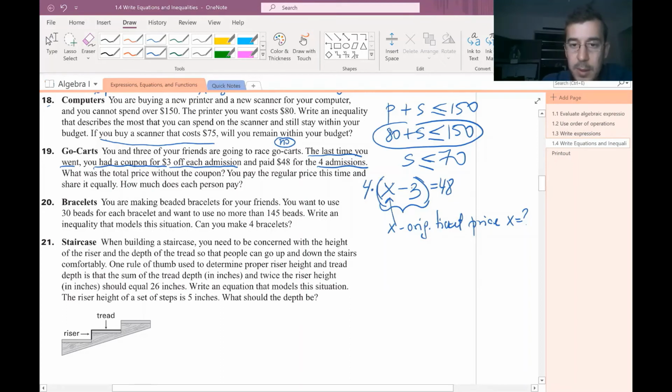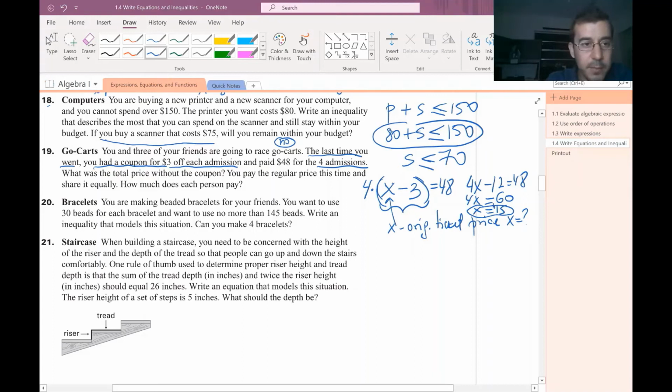So 4 times X is 4X. 4 times minus 3 is minus 12, equals 48. So 4X equals 48 plus 12, since the minus 12 on the other side of the equation becomes plus 12. So 48 plus 12 is 60. So X is 60 divided by 4, that's 15. So $15 was the original, the regular price per person.